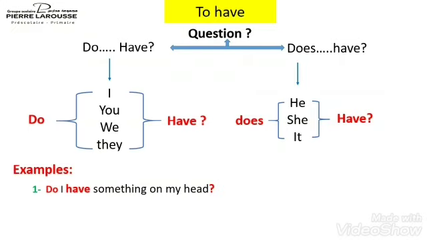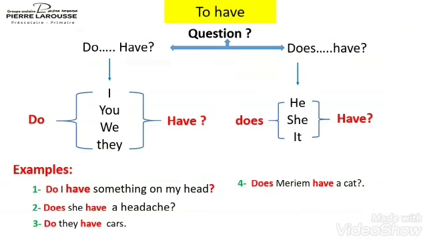Number 1, do I have something on my head? So here I'm asking you, do I have something on my head? Number 2, does she have a headache? Does she have a headache? So we start with the helping verb, do or does. Number 3, do they have cars? Do they have cars? I'm asking you, for example, about your parents. Do they have cars or brothers?